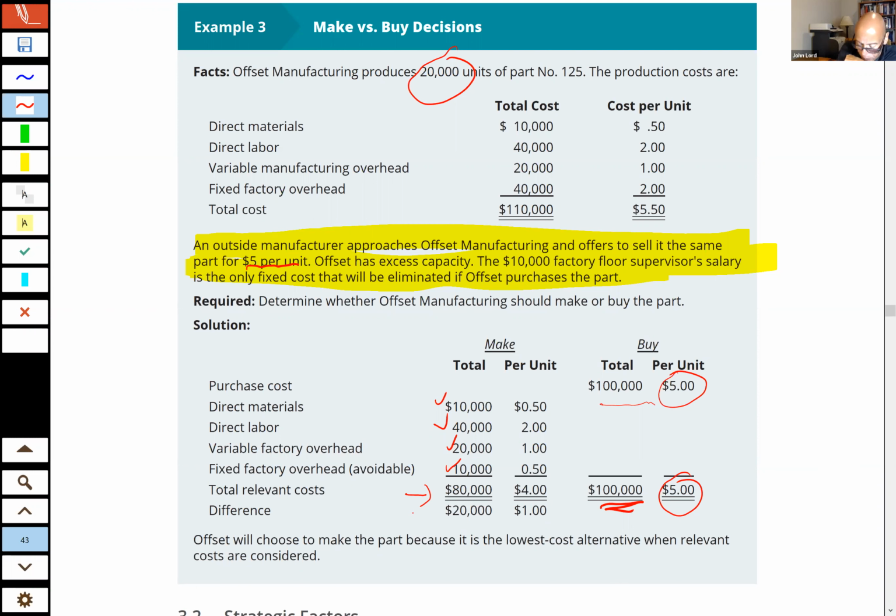So we go ahead and we say, well, it costs us 80,000 versus 100,000. In other words, it's going to cost us only $4 per unit. So we have a difference of 20,000, or $1 per unit, in favor of continuing to make this internally.